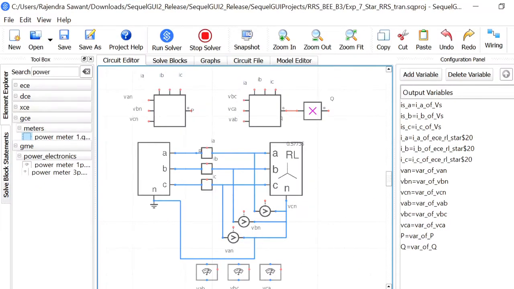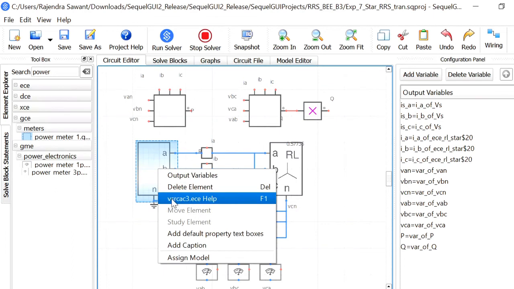So this is the SQL window. Now here we shall try to understand what we have taken. The first one is the source. So this is a three-phase source, and this block is called VSRC-AC3. This block has certain parameters. So what are these parameters? We can see these parameters from the VSRC-AC3 help.